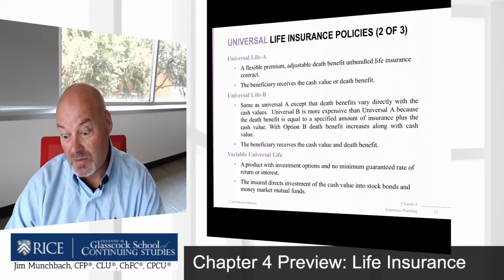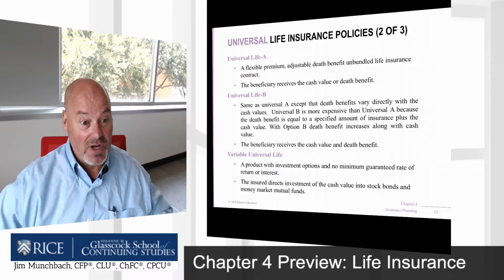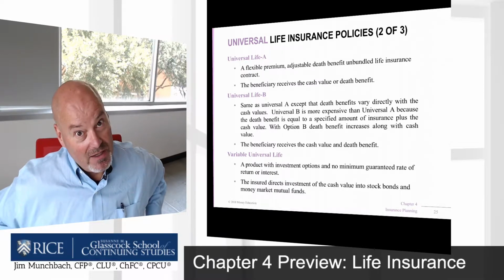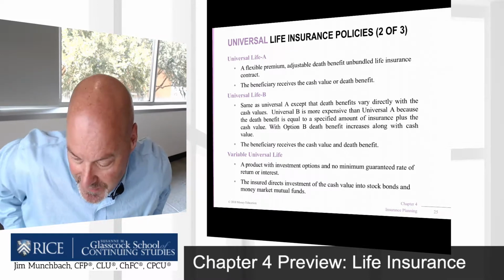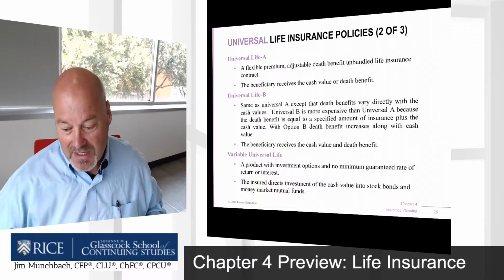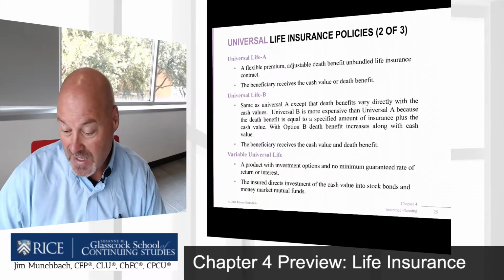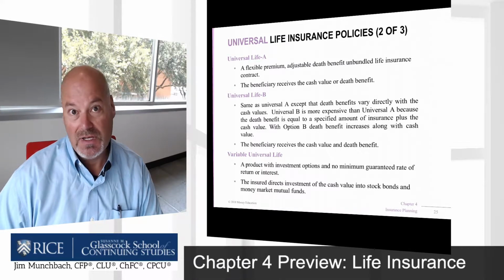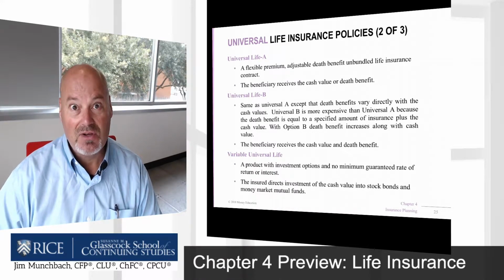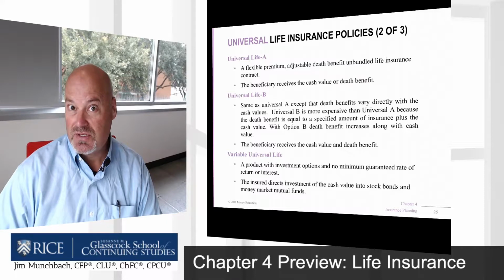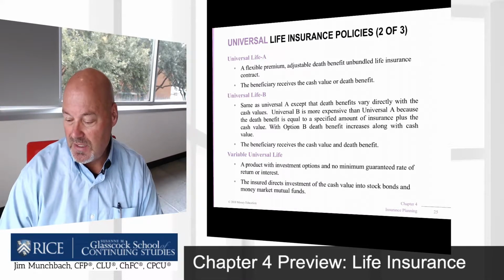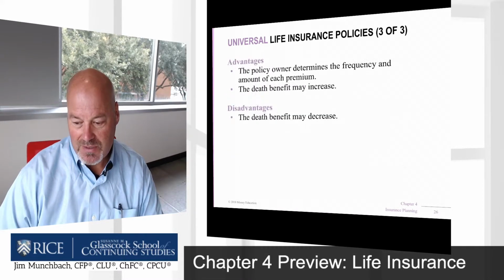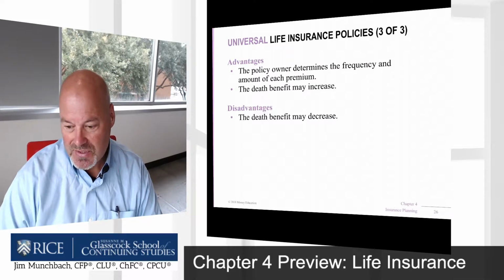So when it comes to universal life insurance, while it's a great fancy pants product, it is complicated. It's complicated to explain. Here we have variable universal life. And when you see the word variable, you need to just know that the risk is now on the client to make some choices related to investments. And so that's the difference. Three types of universal life insurance, with some advantages and disadvantages.